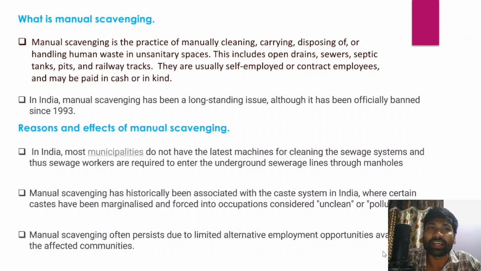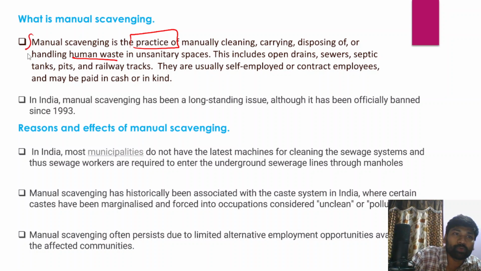First and foremost, in the introduction, as I have already told you, you could briefly define manual scavenging. Manual scavenging is essentially the practice of manually cleaning, carrying, disposing of, or handling human waste in unsanitary spaces. This is how you could specifically define manual scavenging. The unsanitary spaces include open drains, sewers, septic tanks, pits, and even railway tracks.